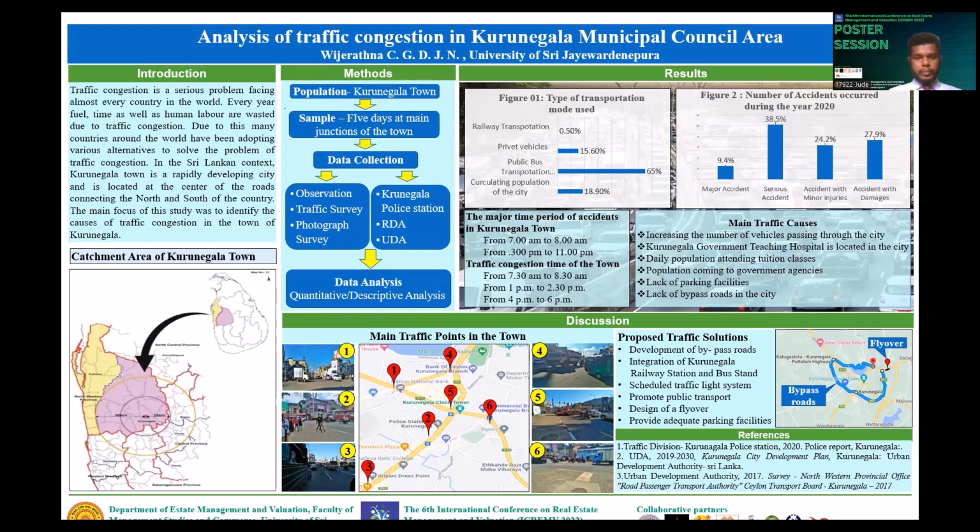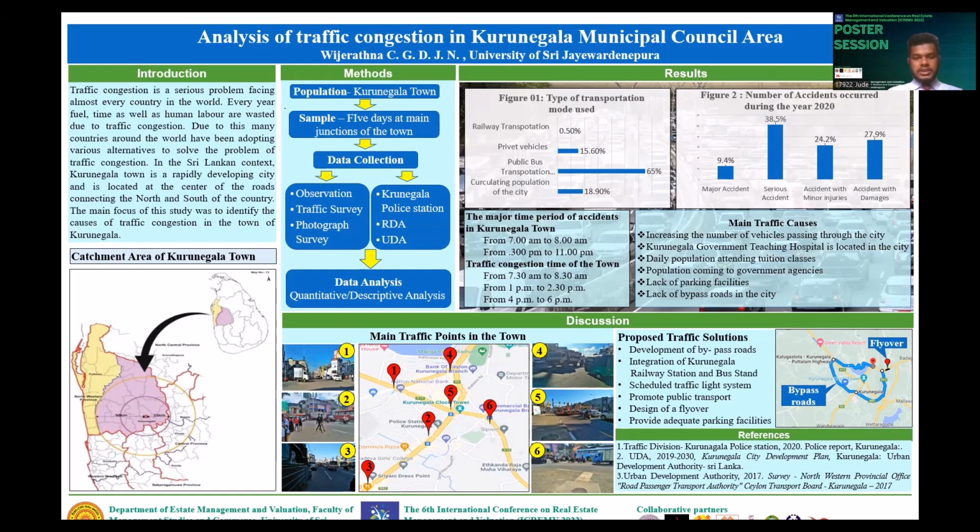Under the methods of the study, the Kurunegala town area was used as the population, and data collected over 5 days at the main junctions of the town was the sample of the study. Both primary and secondary data were gathered. Primary data was gathered using observation, traffic survey, and photograph survey, and secondary data was collected from the Kurunegala Police Station Traffic Division, RDA Office Kurunegala, and UDA Office. Data analysis was done using a quantitative approach and descriptive analysis.